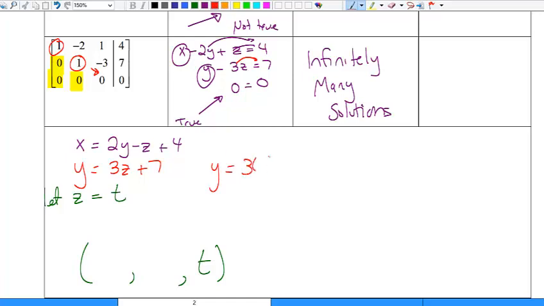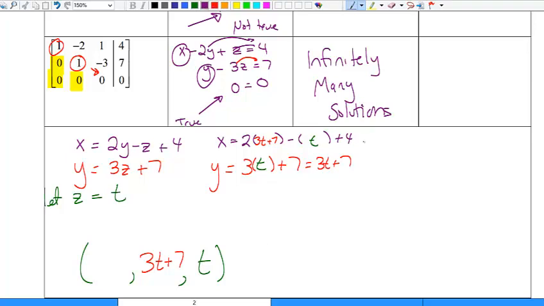I have y equals 3 times z plus 7, but instead of z, I'm going to plug in t. Well, that's just simply 3t plus 7. So my y variable in terms of t is 3t plus 7. And then to solve for x, I have 2 times y minus z plus 4, where my y is 3t plus 7, and my z is just t.